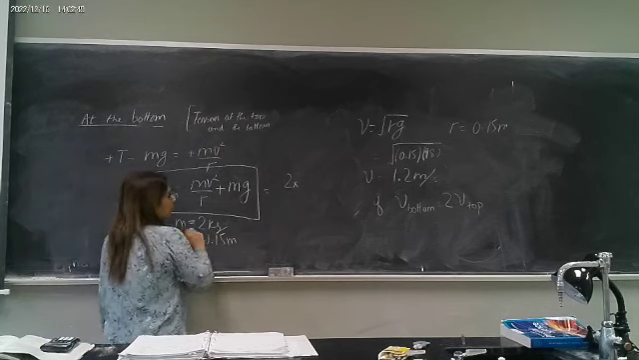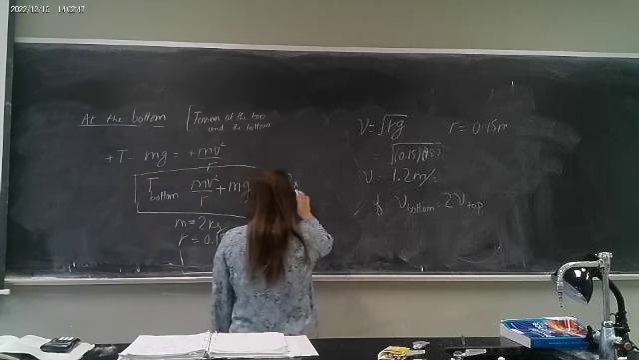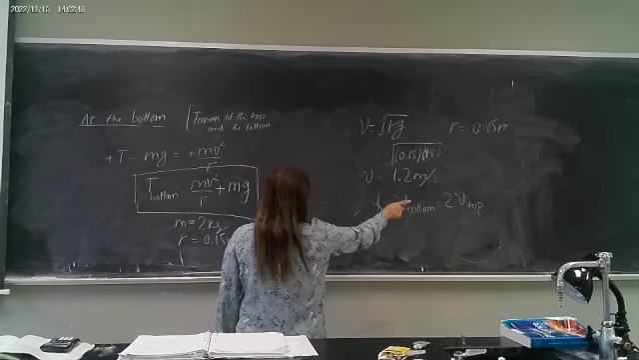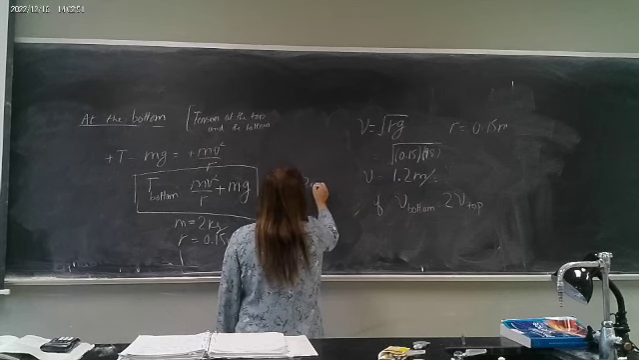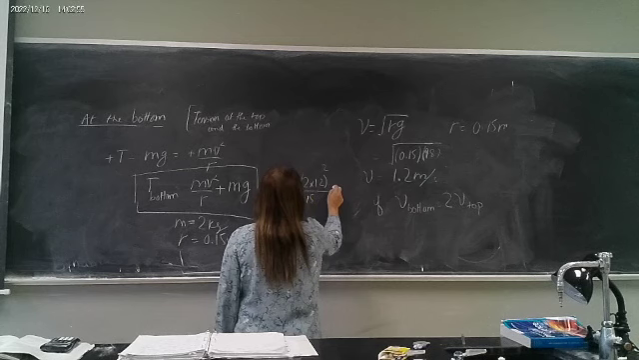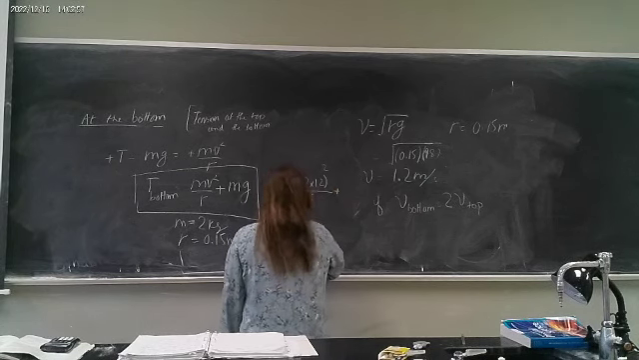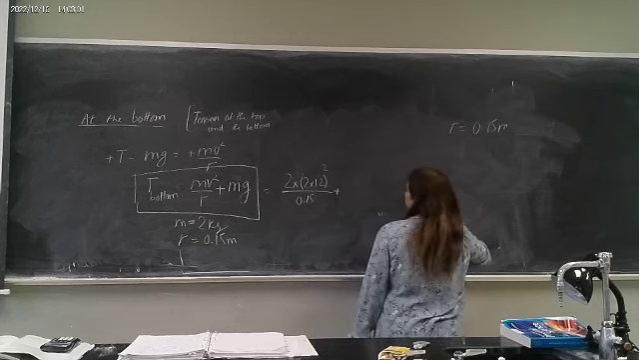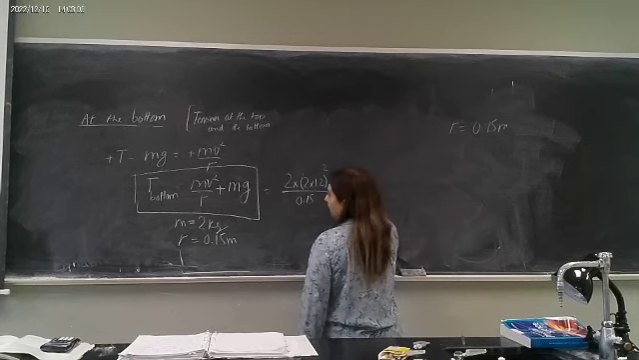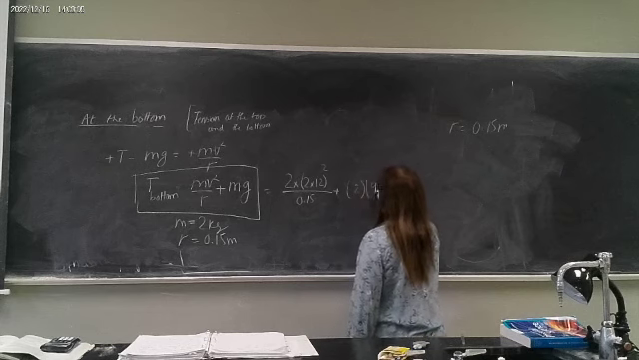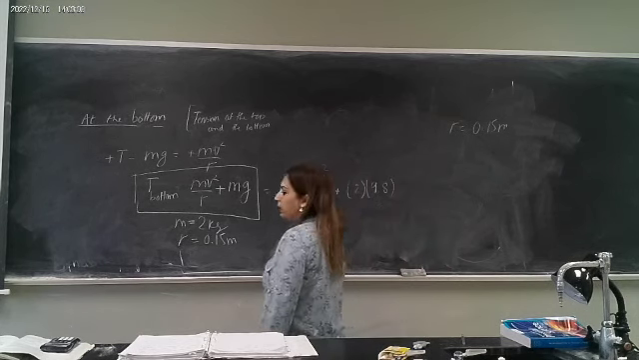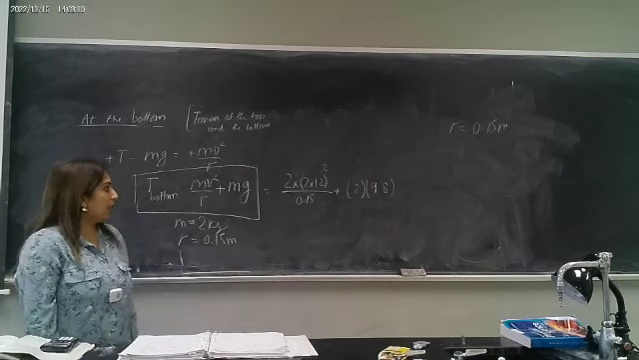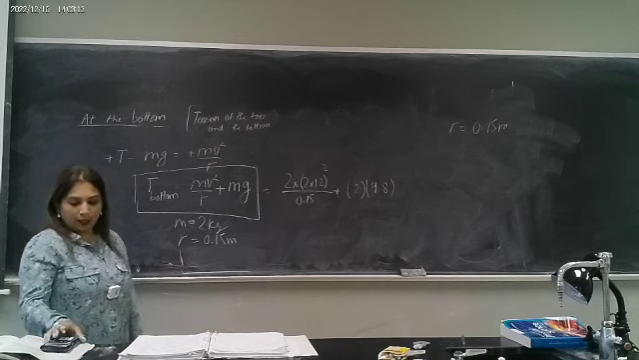It's 0.15 meters, so we can plug these values in here. 2 times v is twice the top, that means 2 times 1.2 squared divided by 0.15 plus mg. M is 2, g is 9.8. If you plug in all the numbers here, you should be able to get the value of the tension at the bottom.